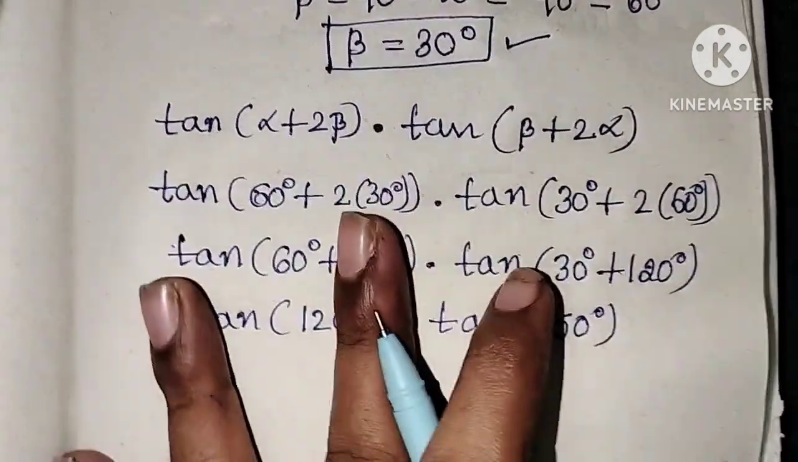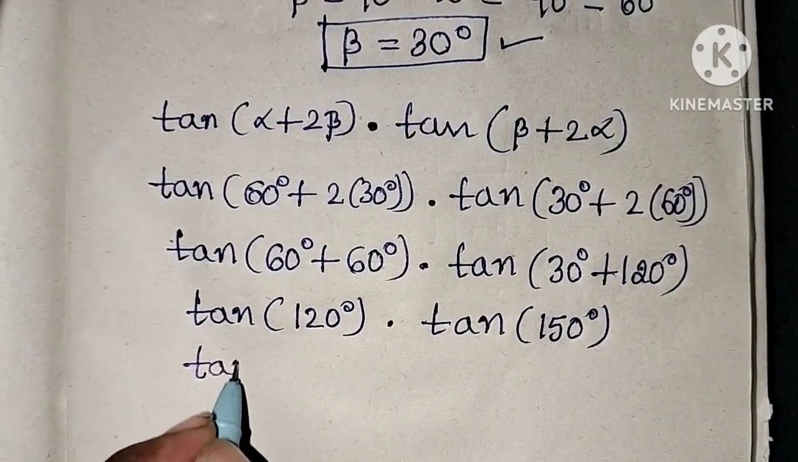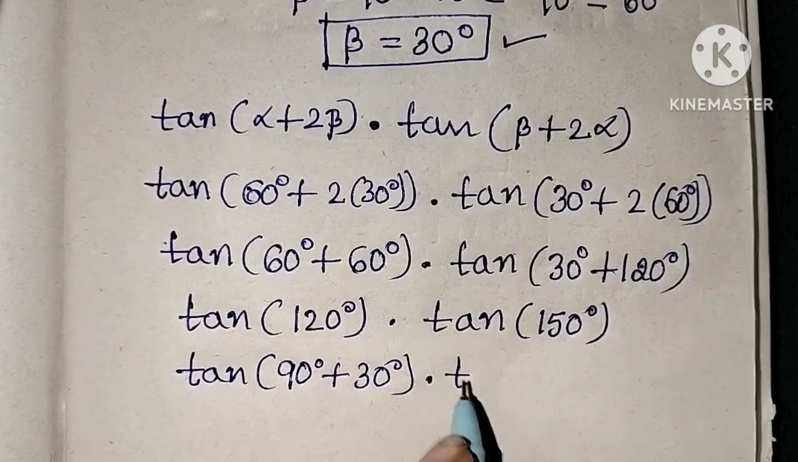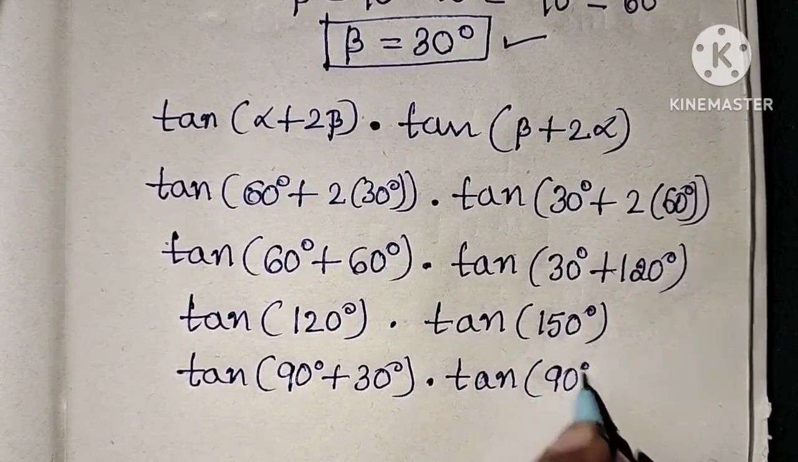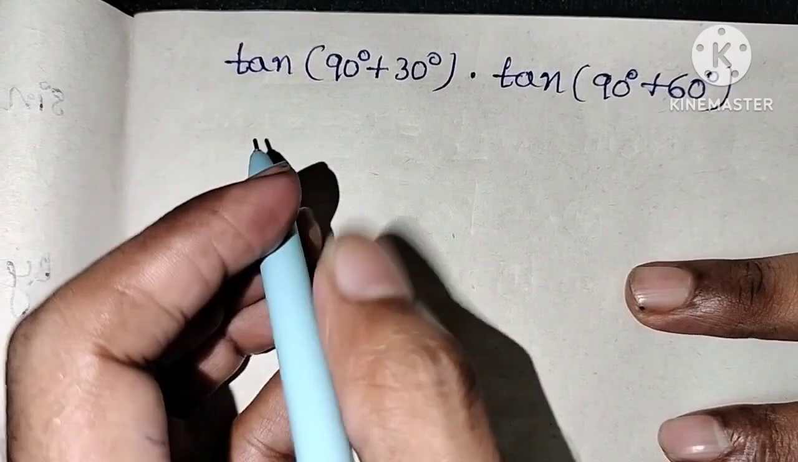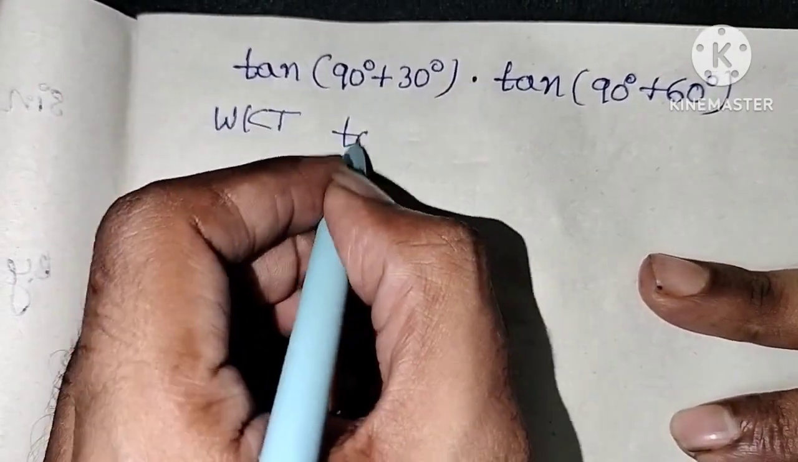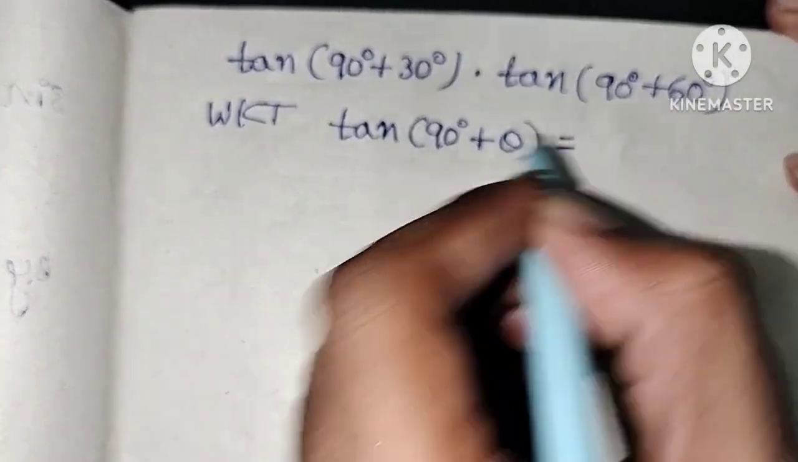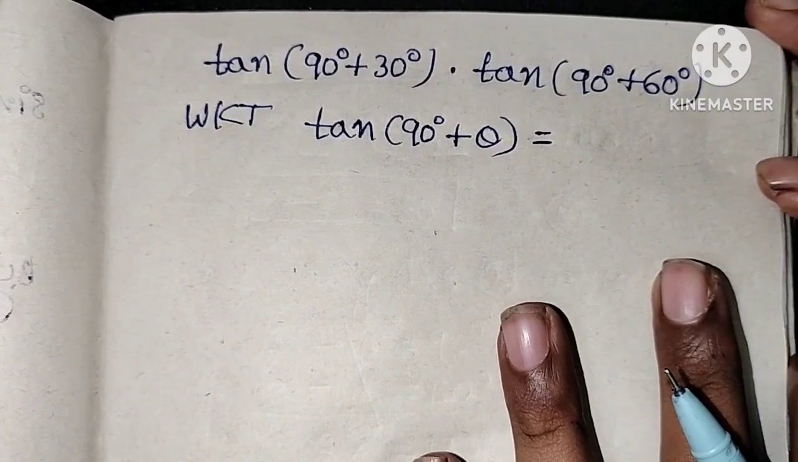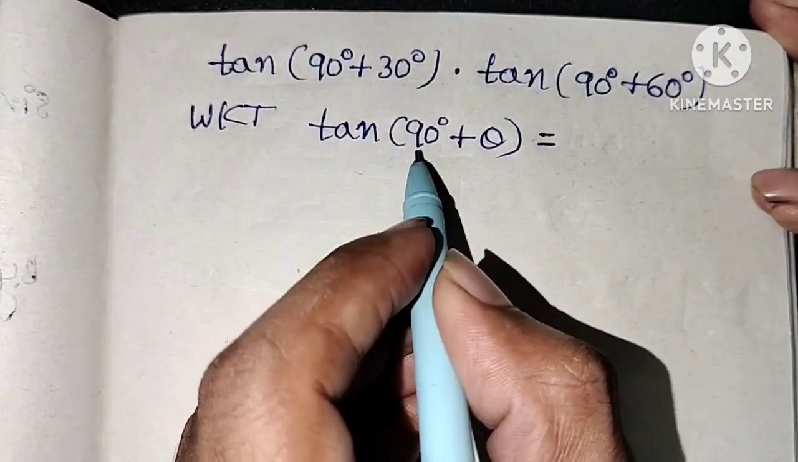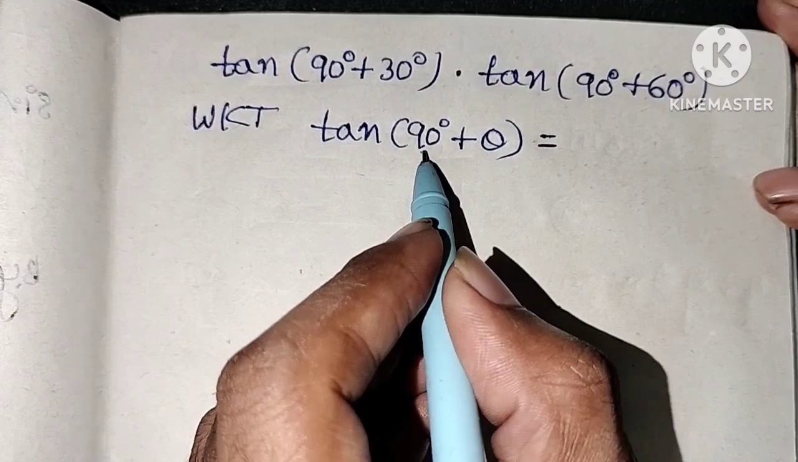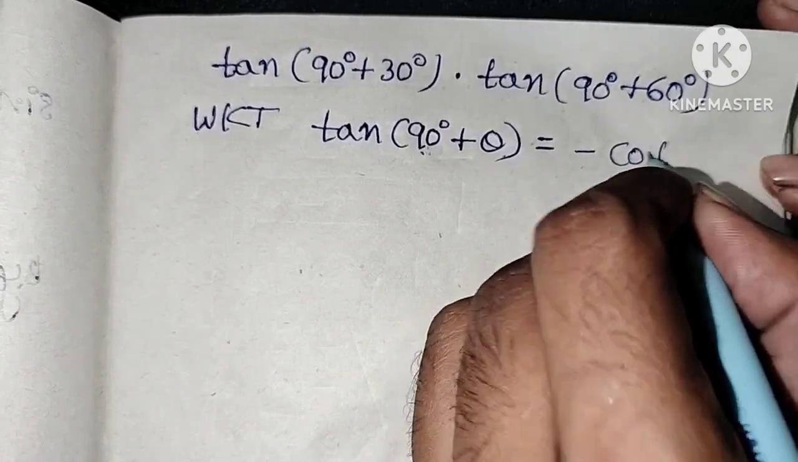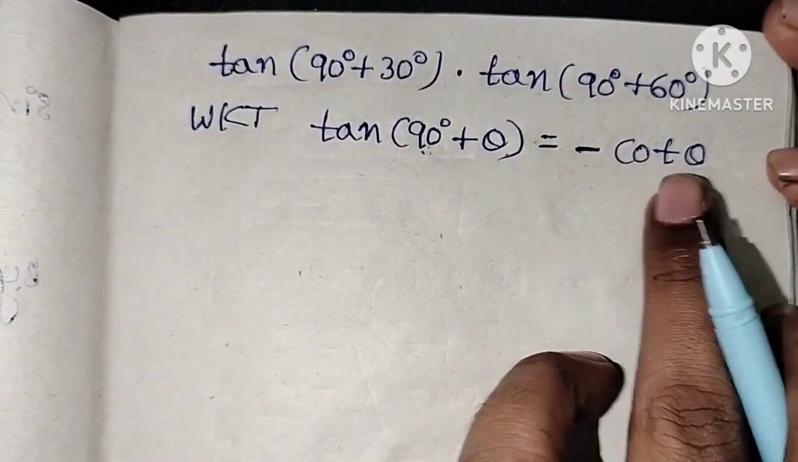Now we know that tan 120 can be written as tan(90 degrees + 30 degrees). Similarly, tan 150 degrees can be written as tan(90 degrees + 60 degrees). We know that tan(90 + θ) means which quadrant? Second quadrant. In the second quadrant, tan is negative. Here 90 degrees is an odd multiple of 90. So tan(90 + θ) is minus cot θ.